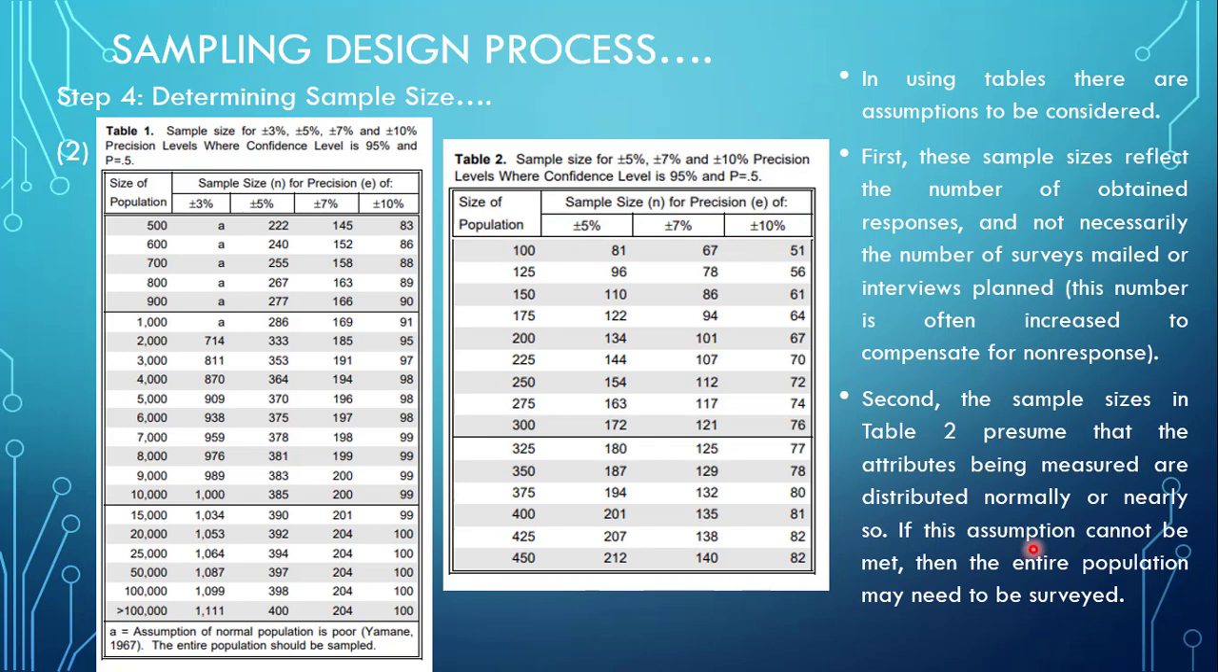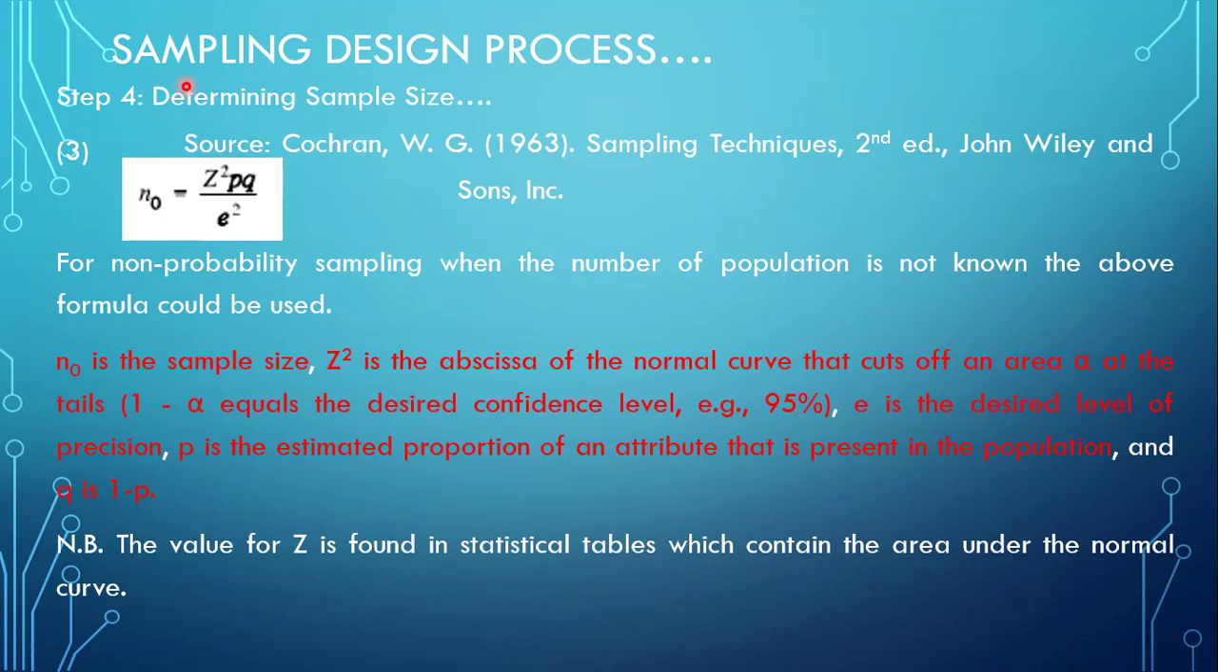There are assumptions in here for the tables, so you could read the assumption. There are first assumption and second assumption, so you could read from the assumptions and you'll have a better understanding of using the sample size tables. The third is using formulas. I will discuss two basic formulas in here, one for non-probability and one for probability sampling.